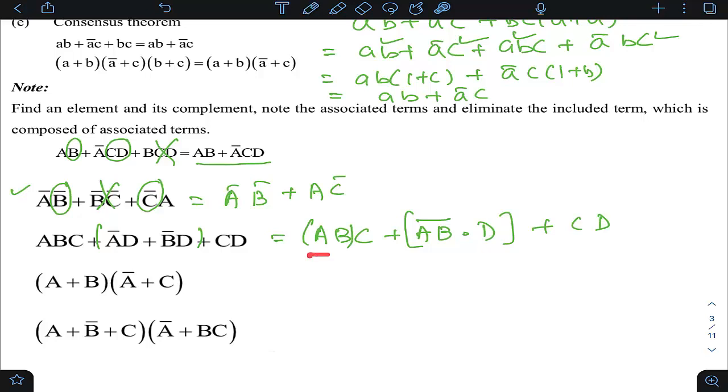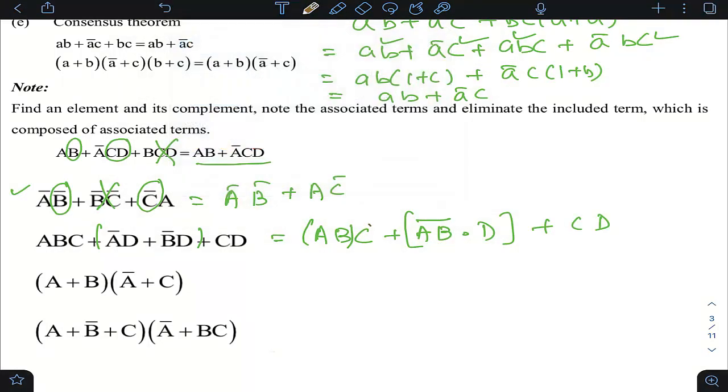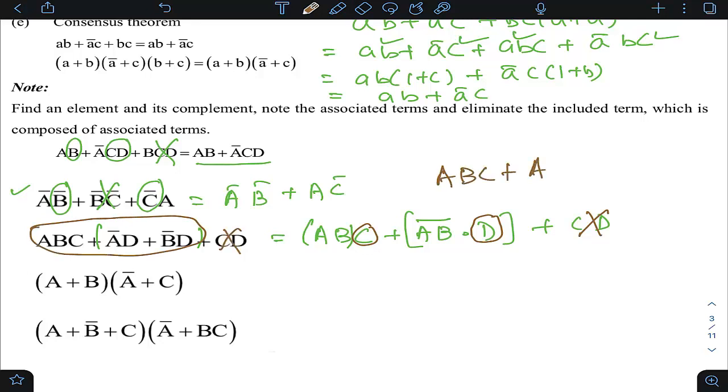So AB as a single variable and this is your AB complement. So the associated term with this one is C, associated term with this one is D. So whether the other term is AND combination of the associated term, yes. So this term is AND combination of C and D. So this can be removed. So the answer of this is only the first 3 terms, which is your ABC plus A bar D plus B bar D. So this is a redundant term.